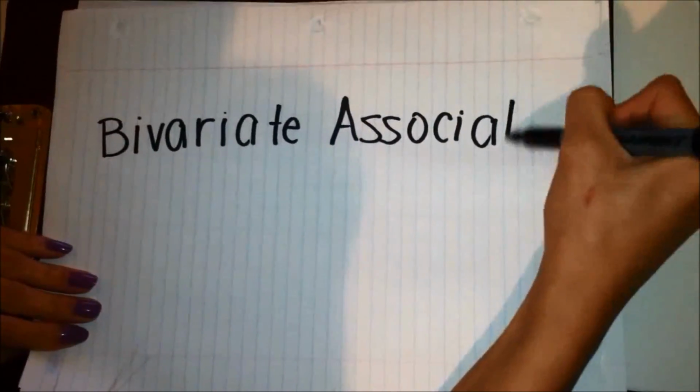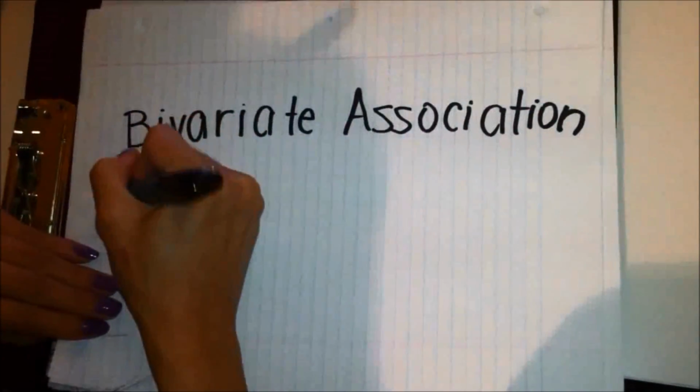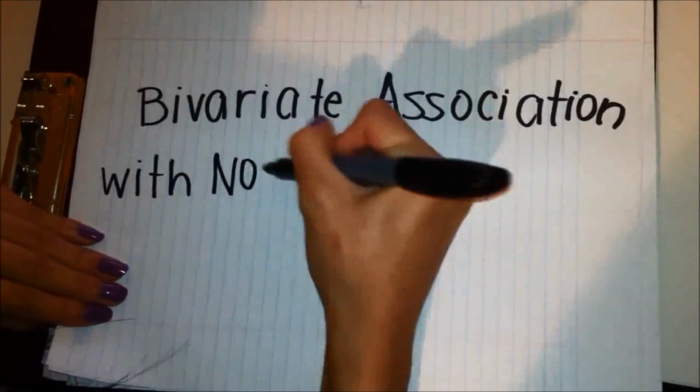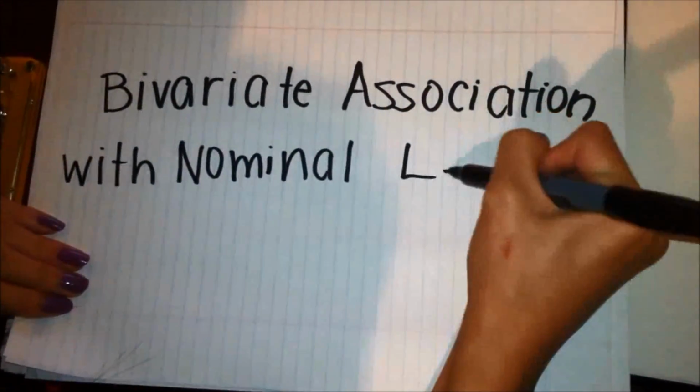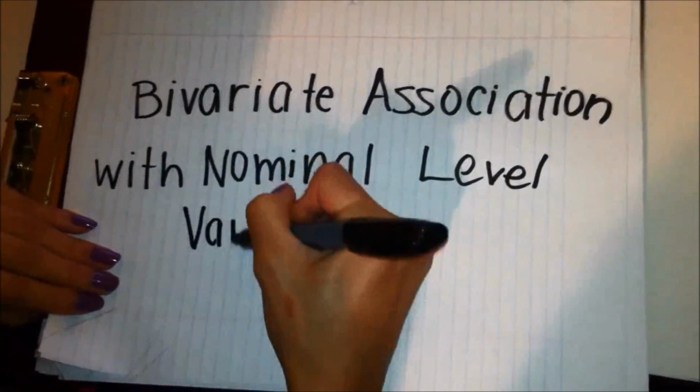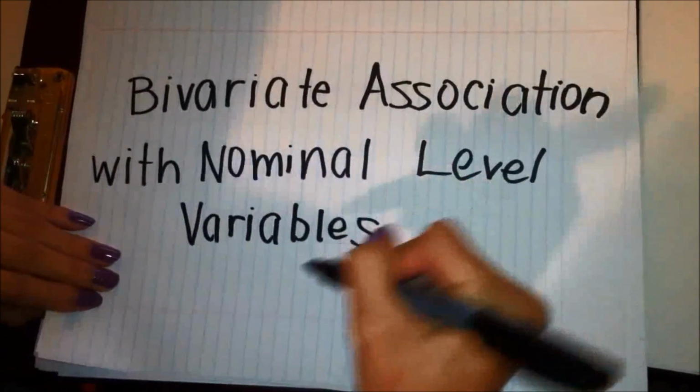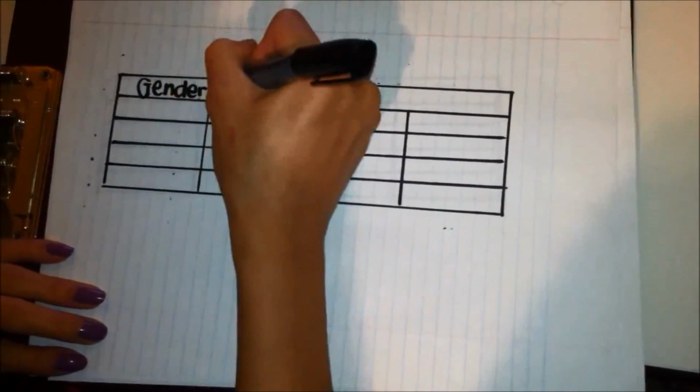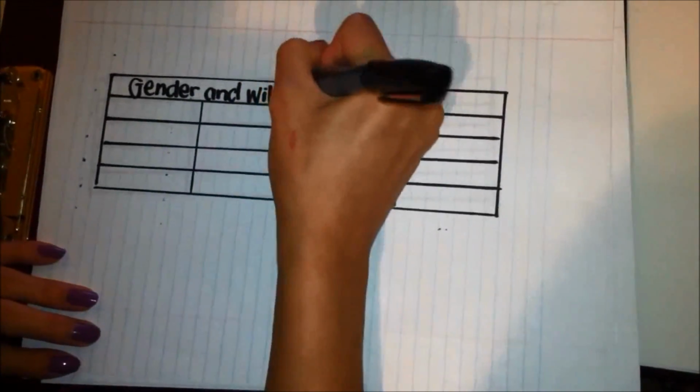Bivariate association with nominal level variables. The first thing we will do is create a bivariate table for gender and willingness to get married in the next 3 years. Gender is the independent variable and will be in the columns. Willingness to get married in the next 3 years is the dependent variable and will be in the rows.